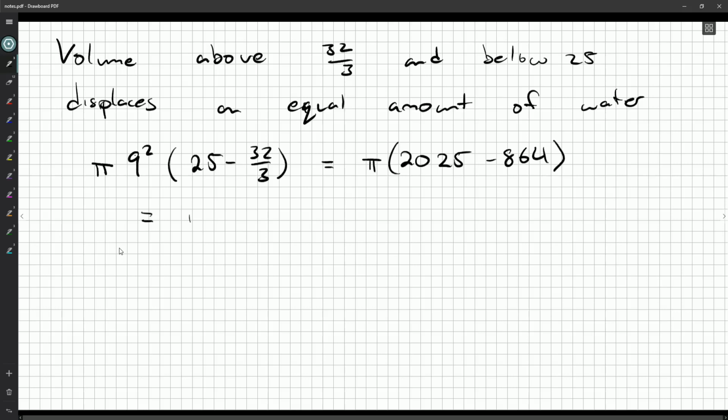And then, well, I can put the pi at the end, can't I? I'll get a 1 here. 2025 minus 6 is 196, and then minus an 8 is 116. I'm a little shaky on that, so I'll double check with my calculator. 2025 minus 864. Yep, 1161 pi. And so that's going to be the volume of water displaced.